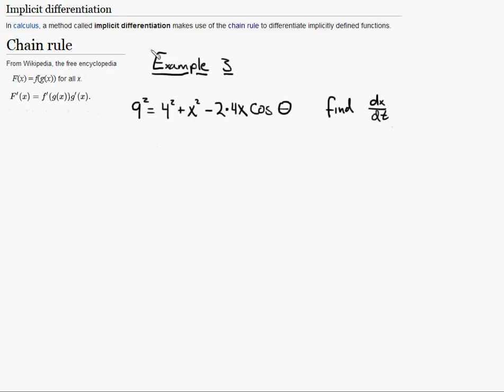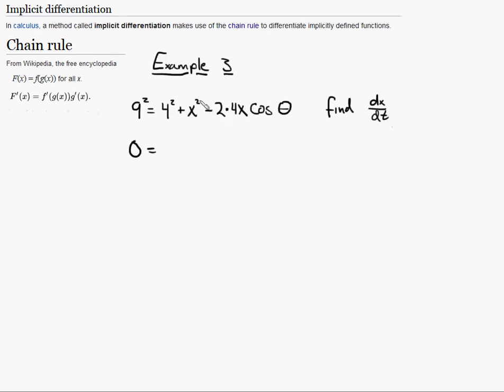Alright, this is another example of implicit differentiation. This time I want to find dx/dt of this function right here that looks like it could have come from the law of cosines. So to do that, I need to differentiate everything with respect to t, starting over here. Nothing in 9 varies with respect to t, so that's just 0. Nothing in the 4 varies with respect to t, so we don't have to worry about that.